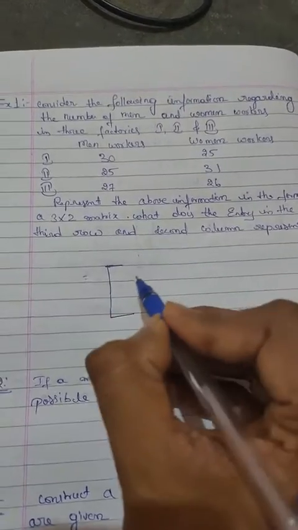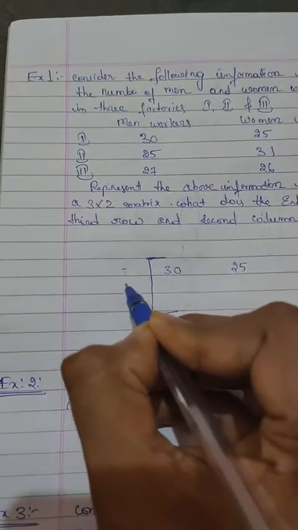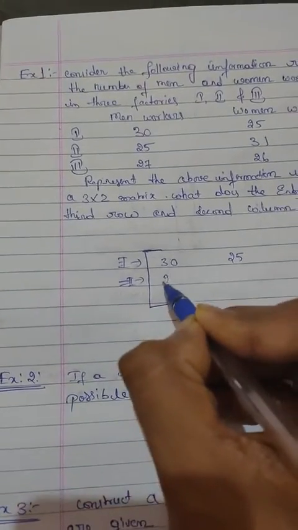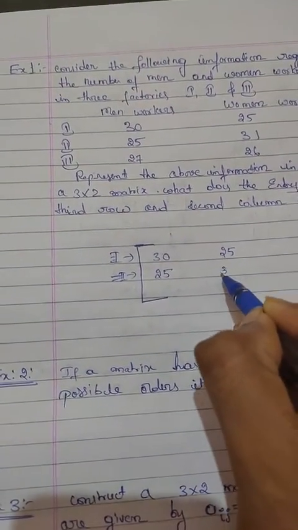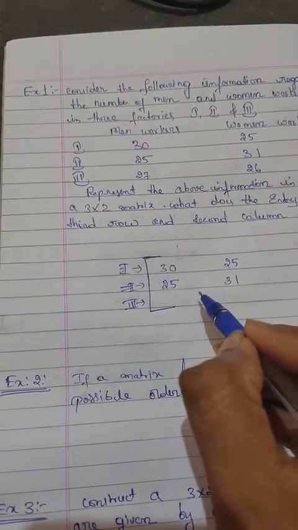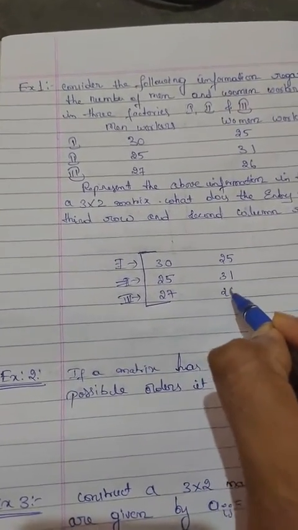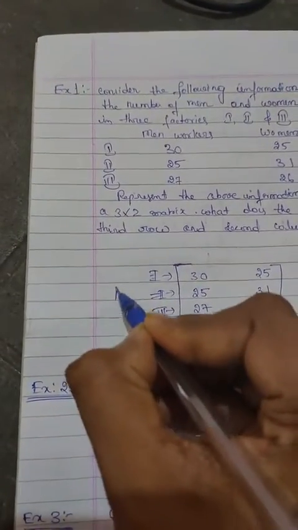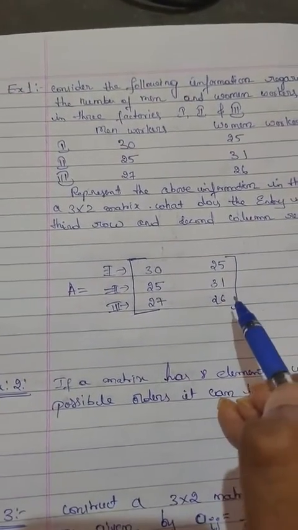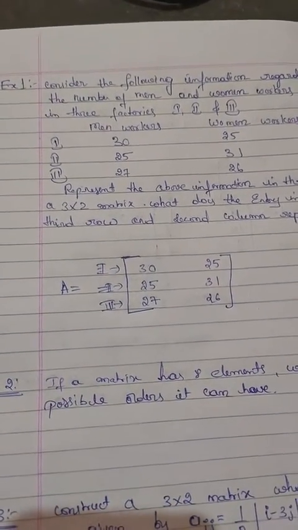So men workers are 30, women workers are 25. This is the first factory. And the second factory has 25 men workers and 31 women workers. In the third factory, there are 27 men workers, 26 women workers. So the matrix form of the given information is A = 30, 25, 25, 31, 27, 26. This is the matrix form.